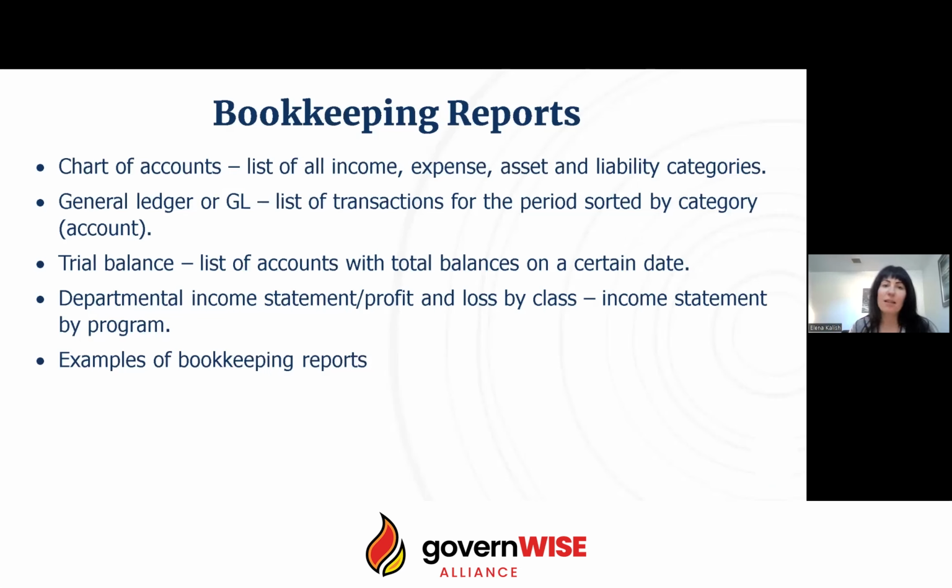Okay. Then another report that's really important in our bookkeeping system is a departmental income statement, or sometimes it's referred to as profit and loss by class, depending on the software. This is your income statement by program: all the revenue and all the expenses by program. That one is important because when we do our monthly review and submit reporting to funders, we really want to make sure that income and expenses are properly allocated to different programs, right? So let's go through some examples here.